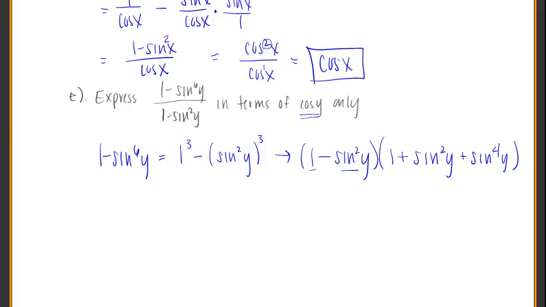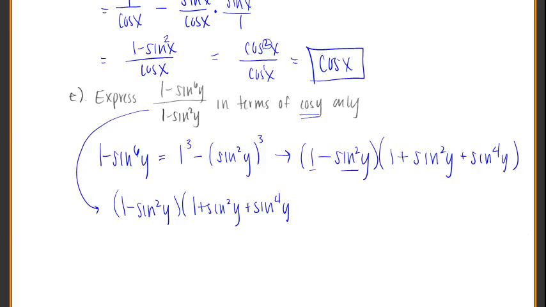Okay, so let's start this problem over here. If I factor the top, the top factors to 1 minus sine squared y times 1 plus sine squared y plus sine to the 4th y. The bottom is a sum of squares. Actually it is a difference of squares, I'm sorry, with a 1 minus, but I don't need to worry about actually factoring it because it's going to take the 2 of those away.